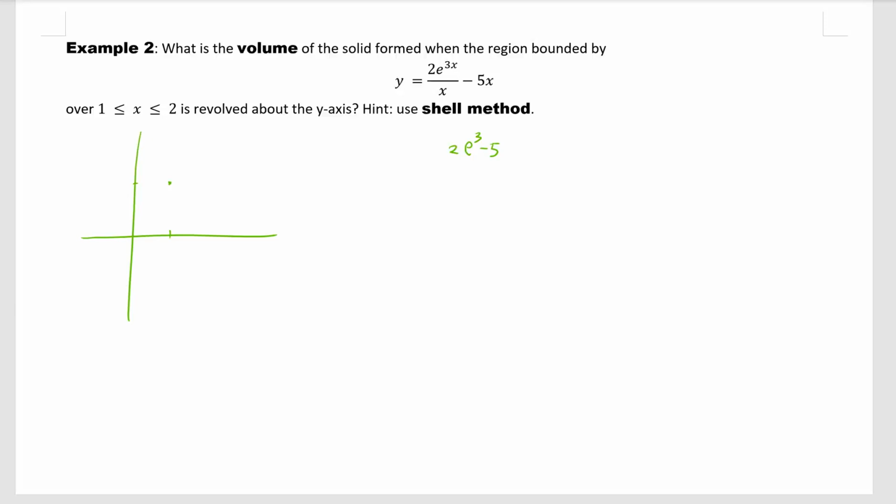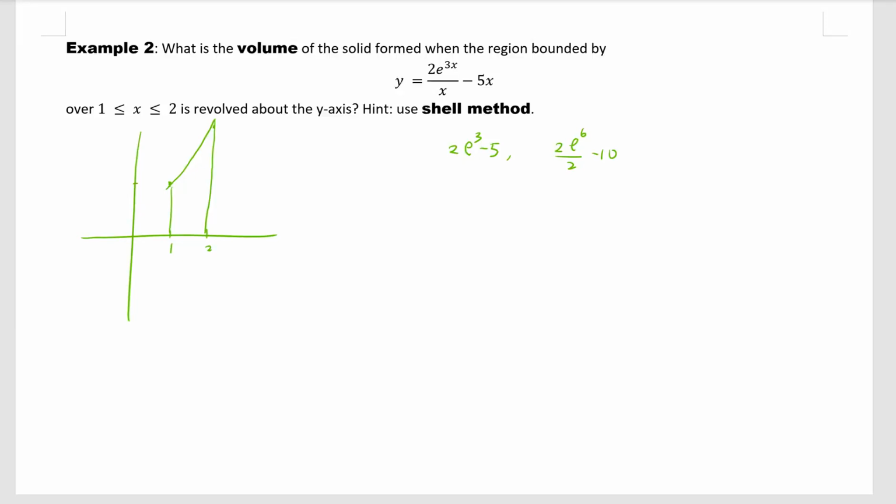So when we plug in 2, it is 2e to the 6 over 2 minus 10, which is an even bigger number. You can plug this in your calculator and see how big it is. But anyway, as long as I know it's going to be a positive number, my graph looks like this. I don't need to know exactly what these numbers are. I just need to know they are positive numbers. Then I can draw my picture.